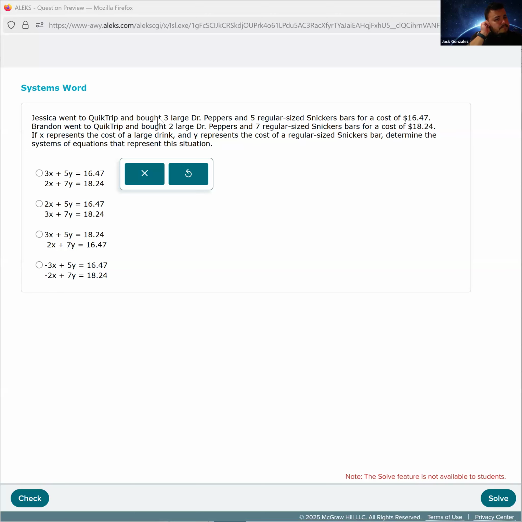Okay. So the first scenario is equation 1. I have 3 of this plus 5 of this, and I get a total equal to this. I don't know what the price is, right? That's the unknown. X represents the cost. So 3 Dr Peppers times the price of it plus 5 Snickers times your price gives you a total of $16.47. So do you agree that it has to be 3x plus 5y equal to 16.47 for equation 1? So it has to be one of these. Oops, actually that's wrong.